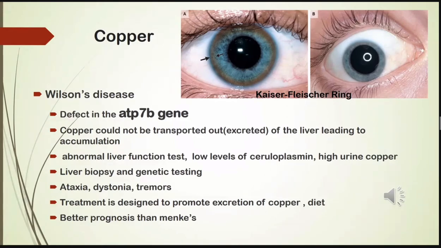Patients would have ataxia, dystonia, tremors, and of course what is known as your Kayser-Fleischer ring, as shown here on the slide. Treatment is designed to promote excretion of copper and withholding of copper in the diet. Wilson's disease has a better prognosis than Menkes.